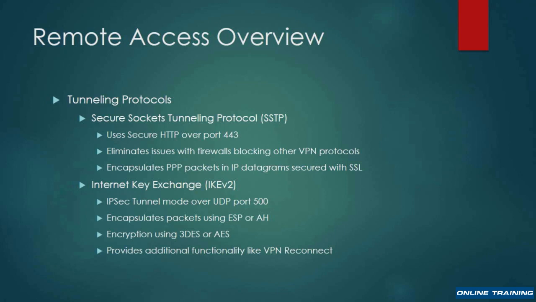IKE, Internet Key Exchange, or IKEv2, is an IPsec-only style VPN that was introduced in Windows 7. It is using IPsec tunnel mode over UDP port 500 and encapsulates packets typically using ESP instead of AH. AH is authentication headers. ESP is encapsulating security payload. These are two protocols within IPsec, which is a suite of protocols provided to secure network transmissions, either locally or remotely. Okay, ESP is probably going to be used because ESP both encrypts and digitally signs.